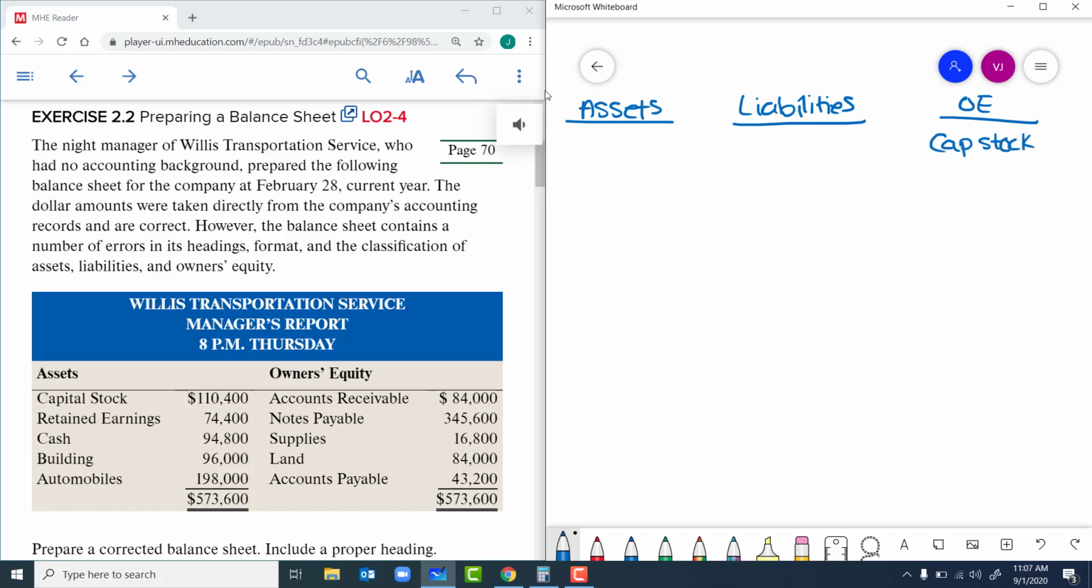Next one is retained earnings. That's not an asset. Remember, that's also part of owner's equity. Next one is cash. That, in fact, is an asset, right? It's our most liquid asset. That will always be listed first. Next one is our building. That is also considered an asset, right? As long as you own that building, it's considered an asset. Next one is automobiles. That's also correctly listed under assets.